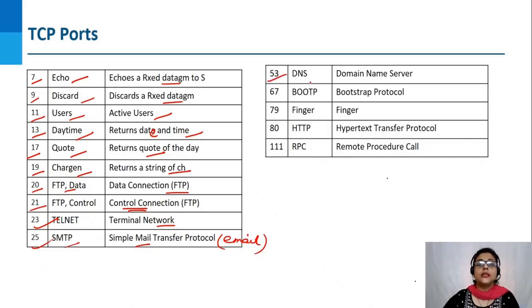Port number 53 is allotted to DNS or domain name server, which returns the IP address from the domain name. Port number 67 is the bootp or the bootstrap protocol. Port number 79 is the finger protocol. Port number 80 is the HTTP or hypertext transfer protocol. Port number 111 is the RPC, remote procedure call.